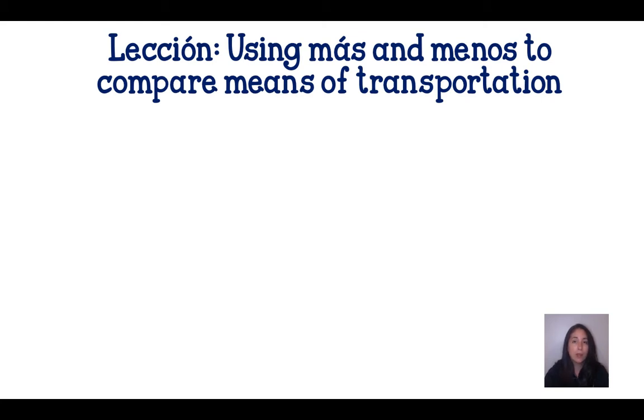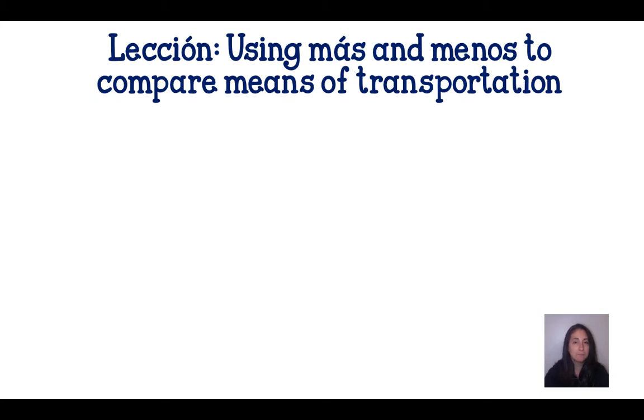So when we're comparing and contrasting different means of transportation and deciding which is the most appropriate for a trip, usually that's based on two things. One would be the speed, like how fast we need to get somewhere. And the other would be the price. How much money are we willing to spend to get there? So we're going to be using the expressions más and menos to talk about the speed and the price of different means of transportation.